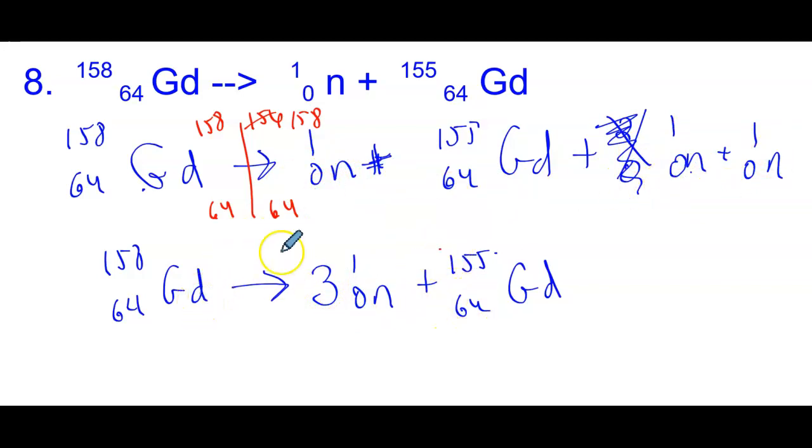Now, you might be saying, well, wait a minute, I have the same element. Yes, but it's a different isotope. Remember, because this is 155, this is 158. These are different isotopes of Gd.